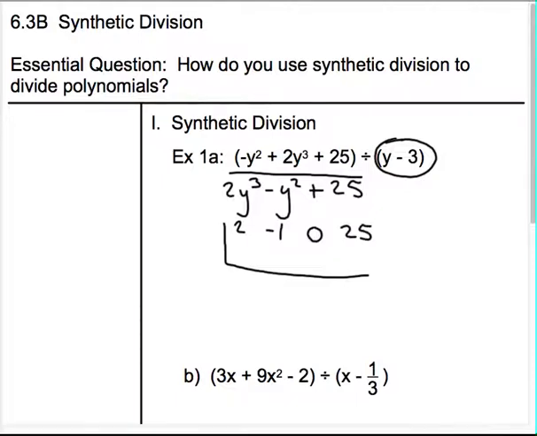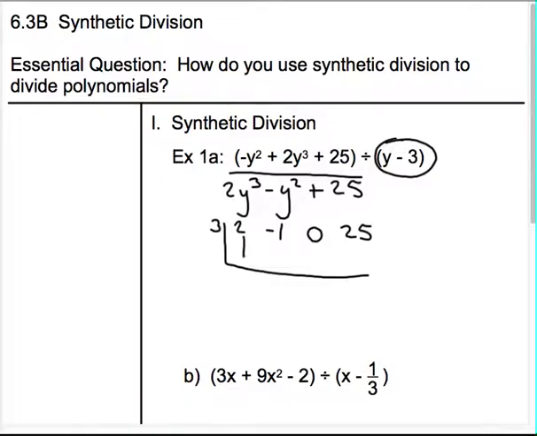The binomial that we're dividing by, just the constant goes on the outside. And remember, this is in the opposite. So when we're doing synthetic division, it's not -3, it's +3.